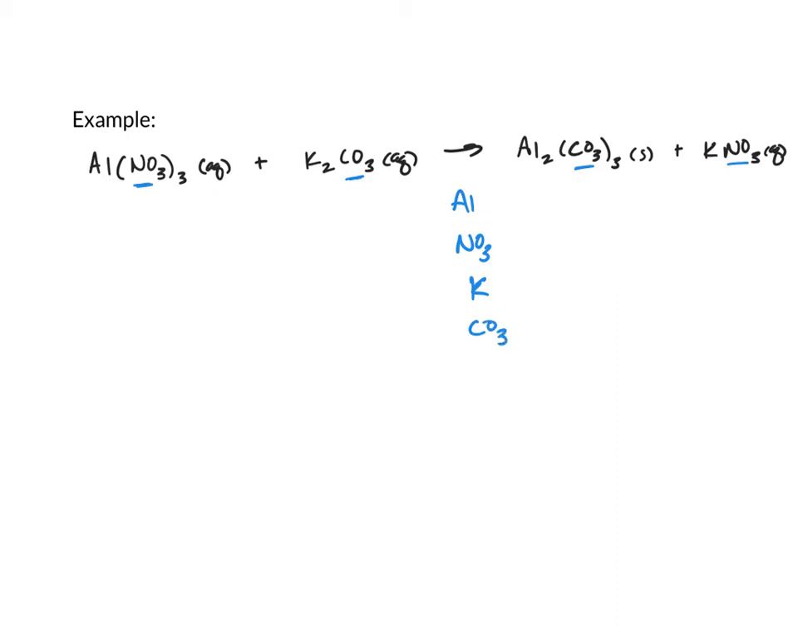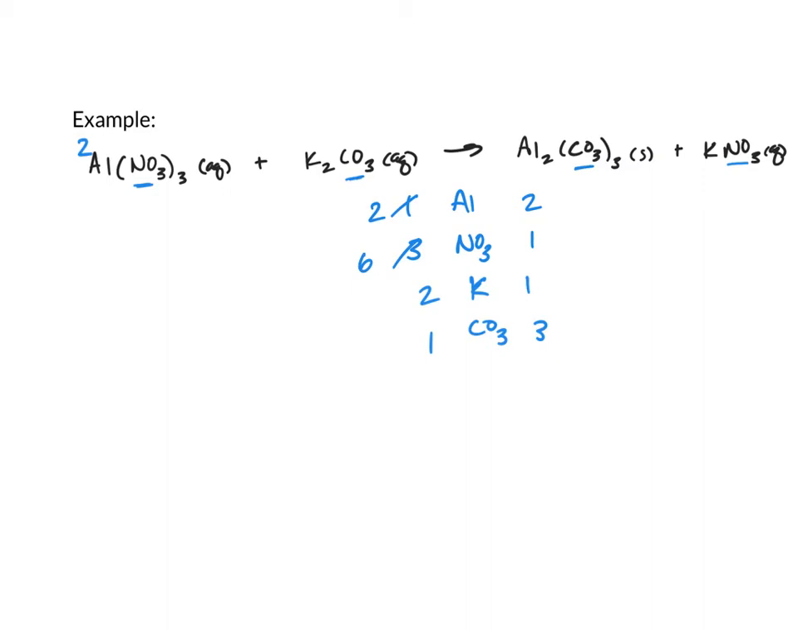Okay, so let's take a look. I have 1 aluminum on the reactant side and 2 on the product side. I have 3 nitrates on the reactant side and 1 on the product. I have 2 potassiums and then 1, and then I have 1 carbonate and I have 3 on the product side. Okay, so in terms of balancing for mass, I'm going to start by putting a 2 in front of that aluminum nitrate. That changes the number of aluminums to 2, but it changes the number of nitrates to 6.